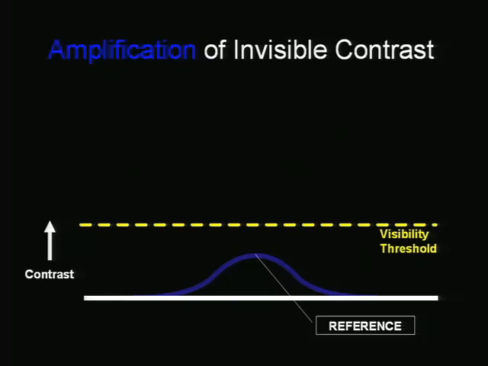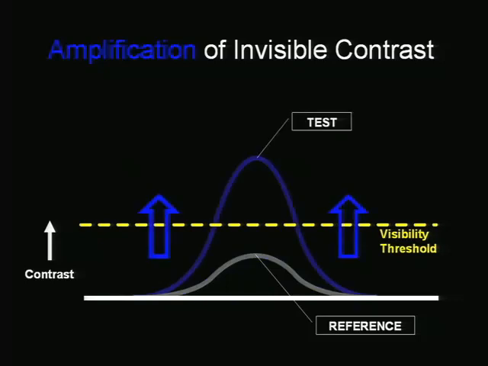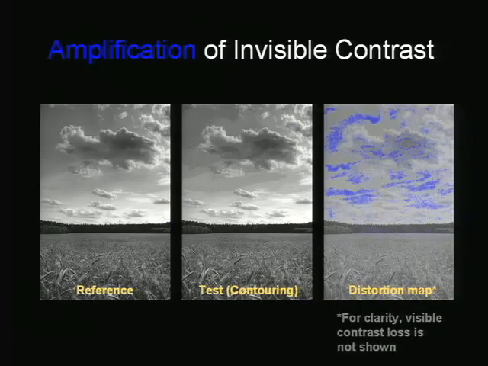Amplification of invisible contrast is the exact opposite case, namely when the contrast is invisible in the reference image, but it becomes visible, it is boosted somehow above the visibility threshold in the test image. So in this example, we compare an 8-bit image with its 4-bit quantized version. As a result of the strong quantization, contouring artifacts start to appear. And our metric successfully detects the amplification of invisible contrast along the newly appeared contour lines. And this type of distortion is indicated by blue in our visualization.